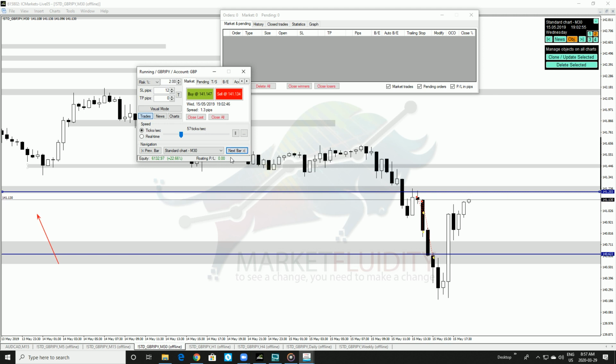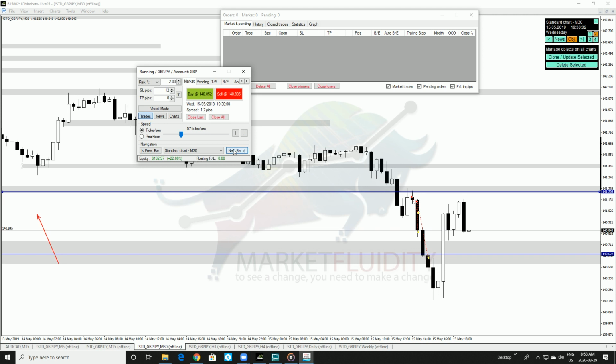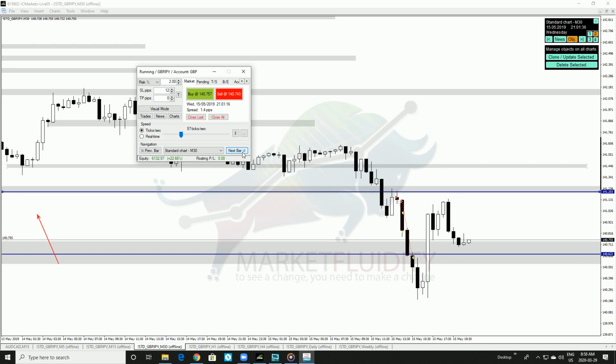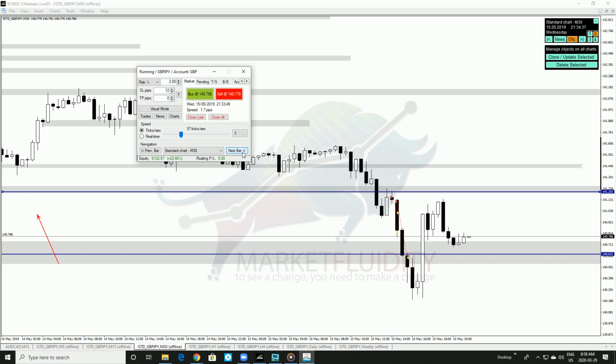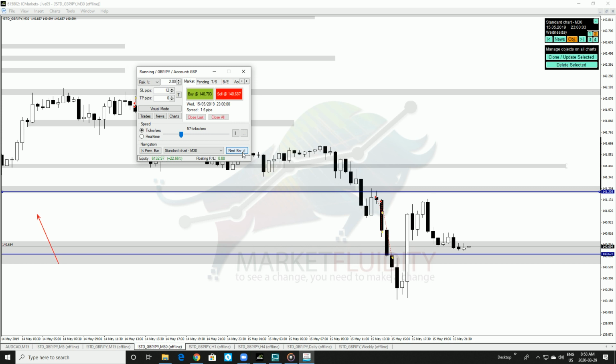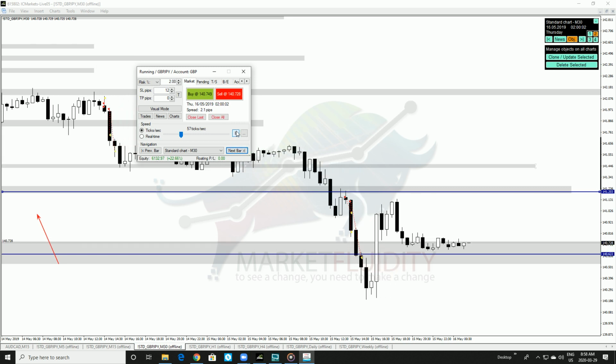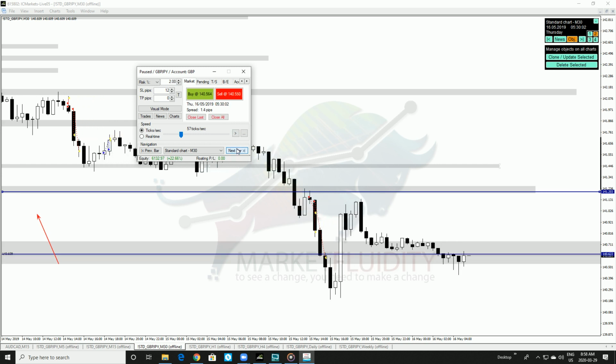Let me get a bite of this apple. I'm eating apples. Okay.